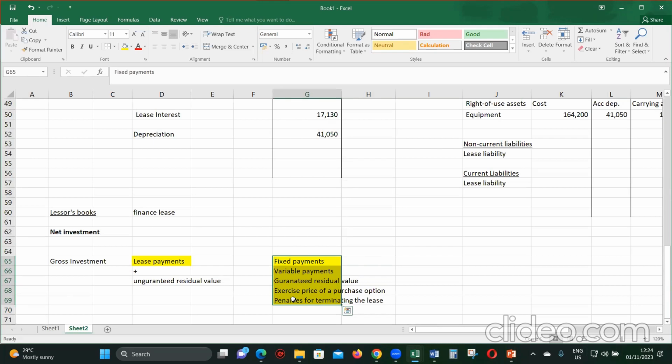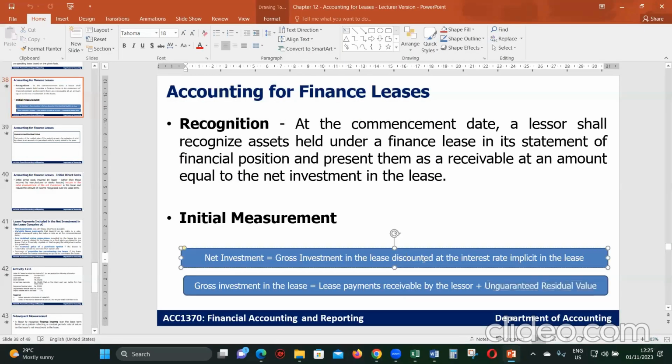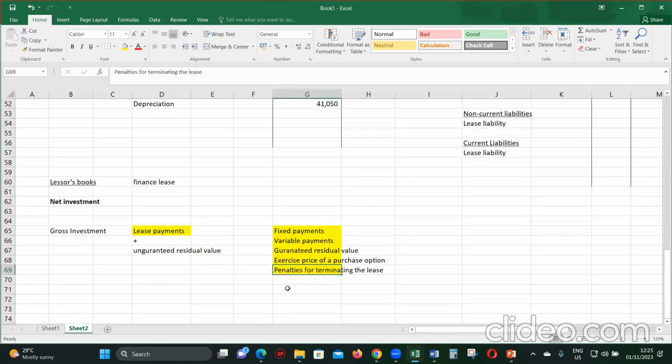Remember that it's the same. Plus, another important thing is coming unguaranteed residual value. So for lease payments, plus you need to add unguaranteed residual value. This is the thing, right? So this is gross investment. Then how do you take net investment? Gross investment in the lease discounted at the interest rate implicit in the lease. If you can discount these payments, now these 5 plus this unguaranteed residual value, if you can take the present value of all these 6 payments, that is net investment.